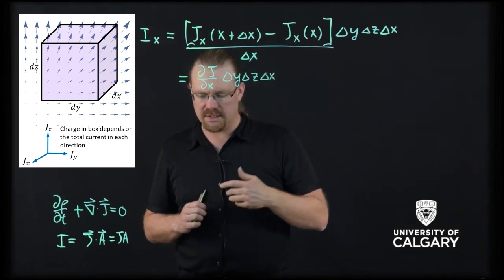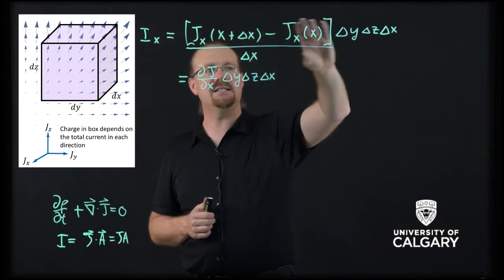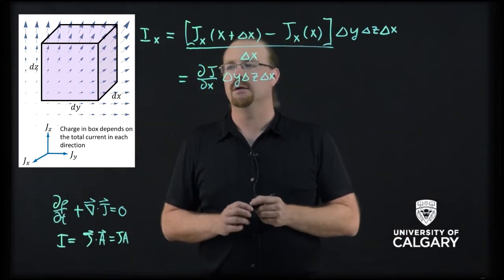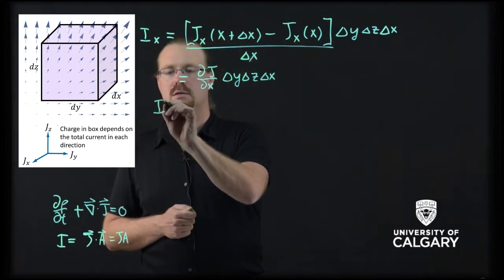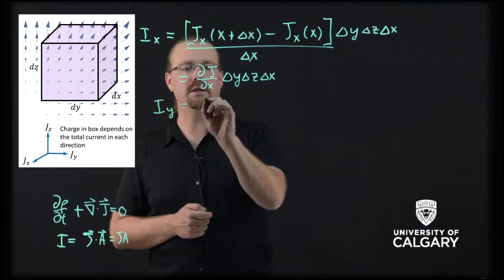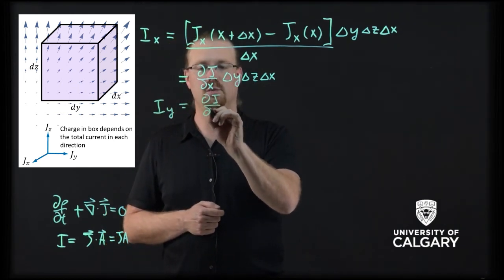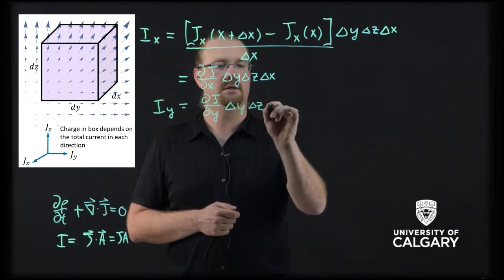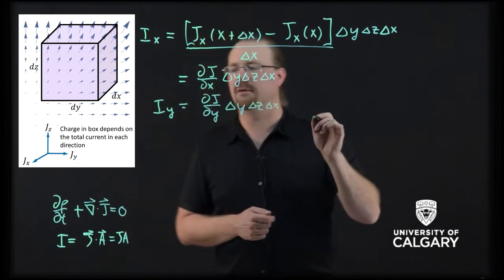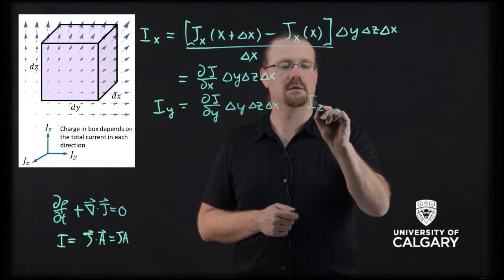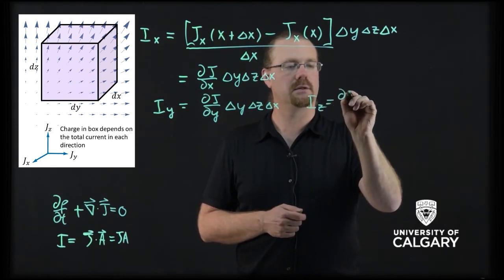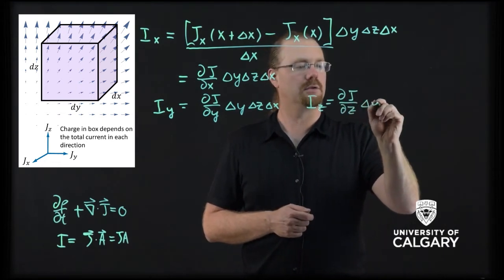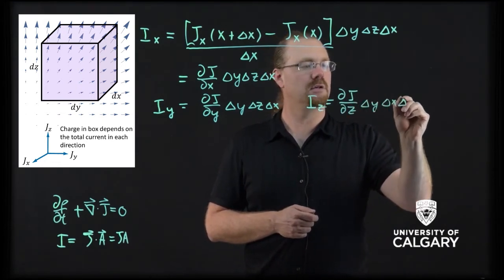Okay, well that's kind of convenient. And we could do the exact same thing we just did here to figure out our I sub y. So I sub y will wind up being dJ dy, also times delta y, delta z, delta x. And of course, I sub z will be the partial with respect to z, times delta y, delta x, delta z.